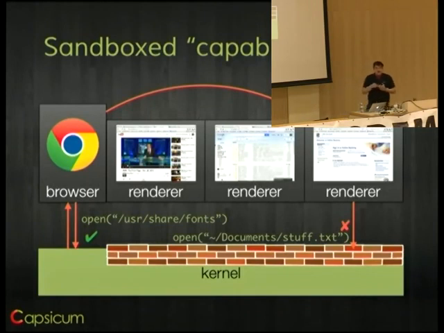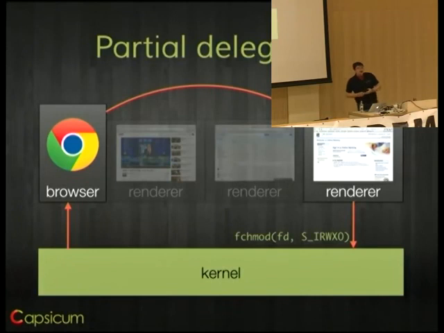So we have done this capability mode. This is one of the two parts of Capsicum. The second part, which is the part that took a lot more of the work, is the idea of partial delegation. So a file descriptor is a bit like a capability. You can't just say write to the number 4. You first have to have the number 4 have some meaning to the operating system.